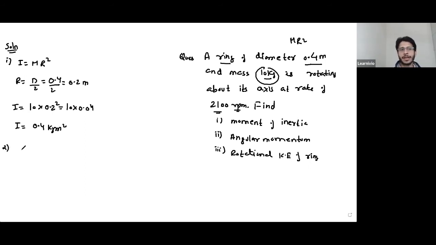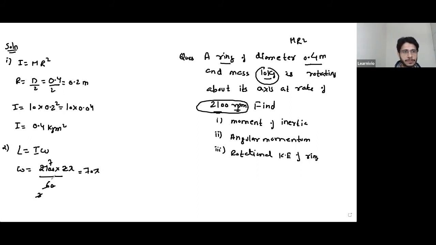After moment of inertia, you can calculate angular momentum. Angular momentum is basically I omega. But you need omega in radian per second. So you can write your omega as 2100 into 2 pi by 60. So it gets cancelled out. 70 pi, I guess. So omega is 70 pi. So if I substitute all values, then L is 0.4 into 70 pi. So it's 28 pi basically.